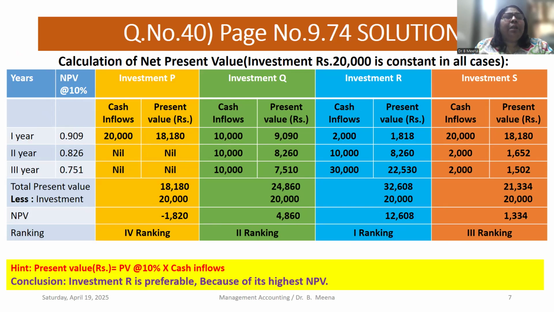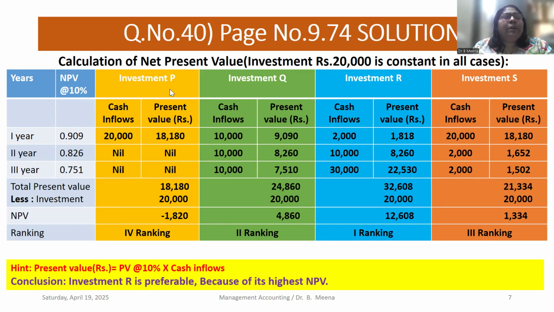For example, 20,000 into 0.909, I'll get 18,180. Likewise, 10,000 into 0.909, I'll get 9,090. Likewise, 2,000 into 0.909, I'll get 1,818. 20,000 into 0.909, I'll get 18,180. Likewise, I need to complete the second year and third year. If it is given as nil, no issues, put it as nil.